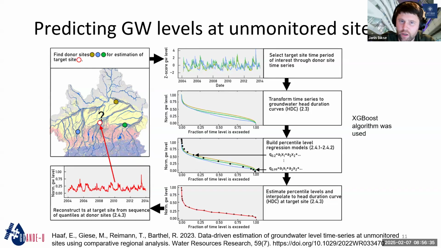Under the hood, there are machine learning algorithms finding the relationships between the donor site characteristics and the target site characteristics, and making all these calculations. But eventually the result is that we can predict groundwater levels at sites where we don't have any groundwater well.